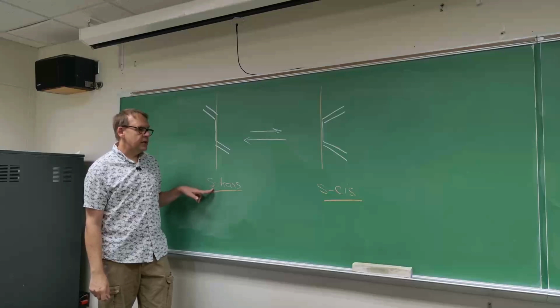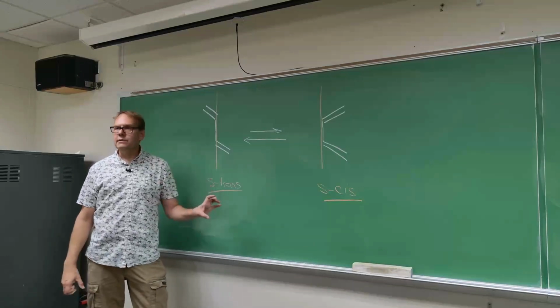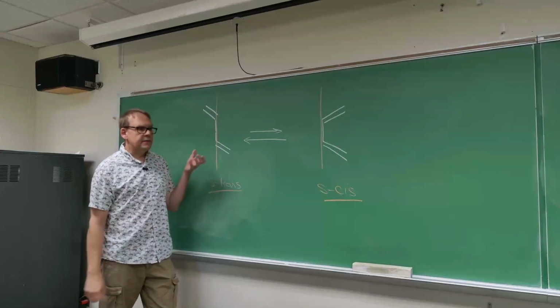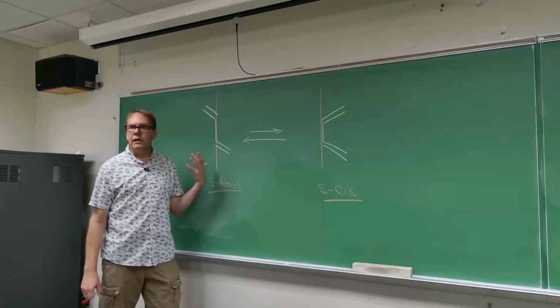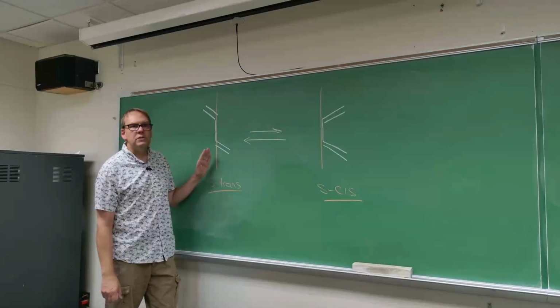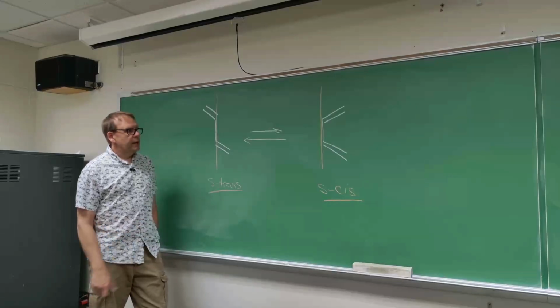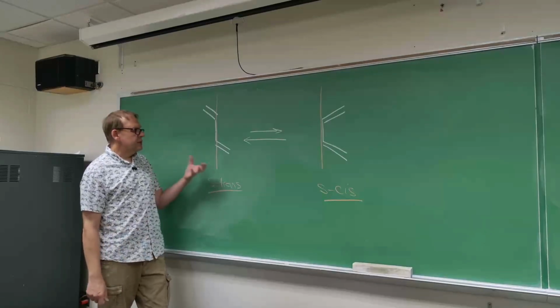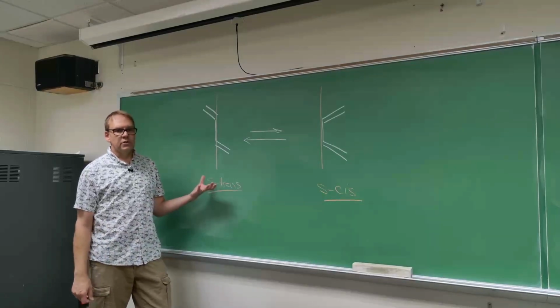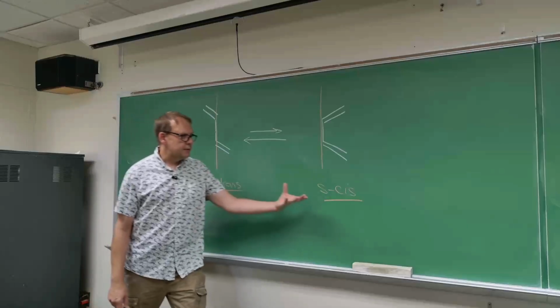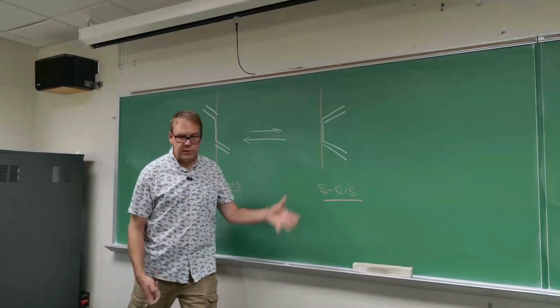The cis refers specifically to the single bond, the S. So when you see s-trans and s-cis, don't think alkene stereochemistry. It's not about a cis alkene or a trans alkene. It's about the single bond between two alkenes. That's good to keep straight. Generally, the s-trans is more stable because there's less steric strain. The s-cis is a little less stable because there's more steric strain.